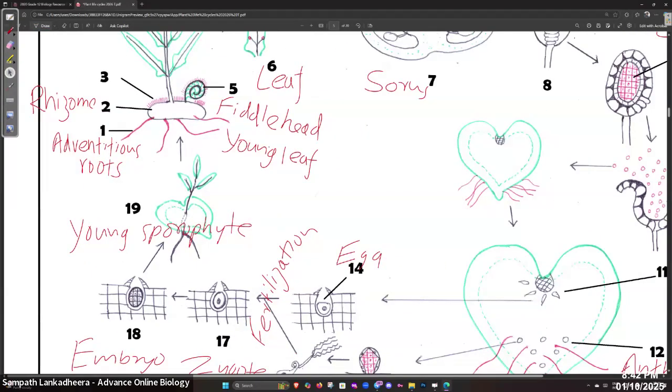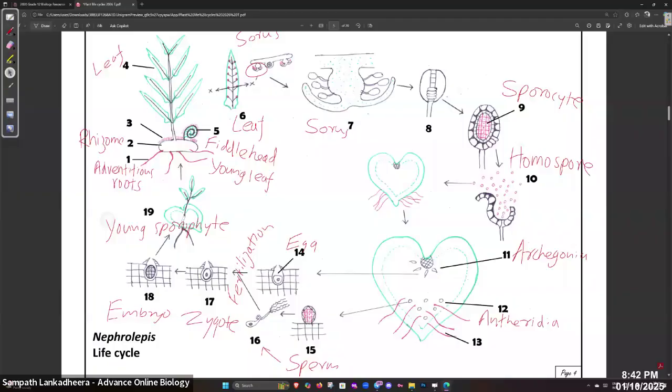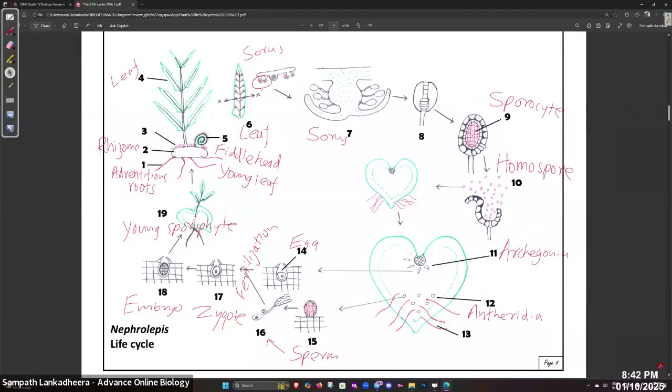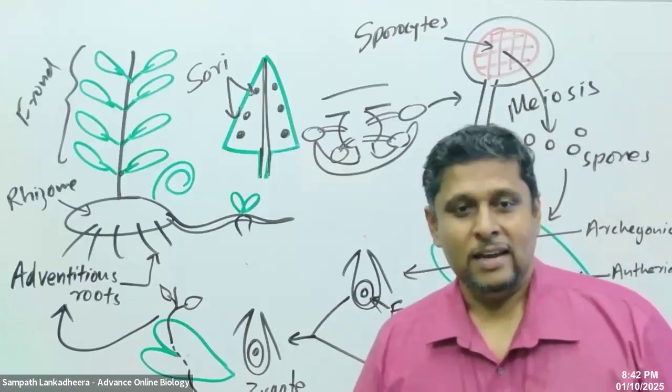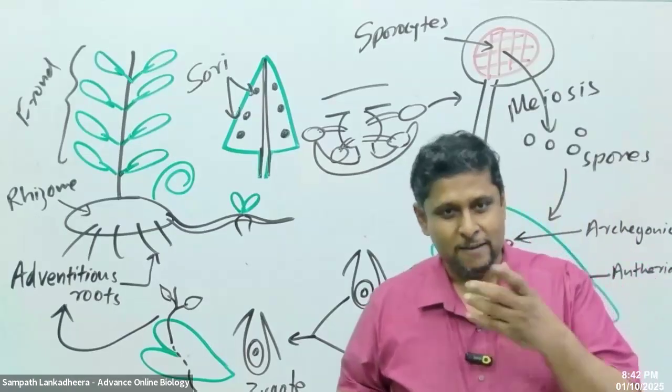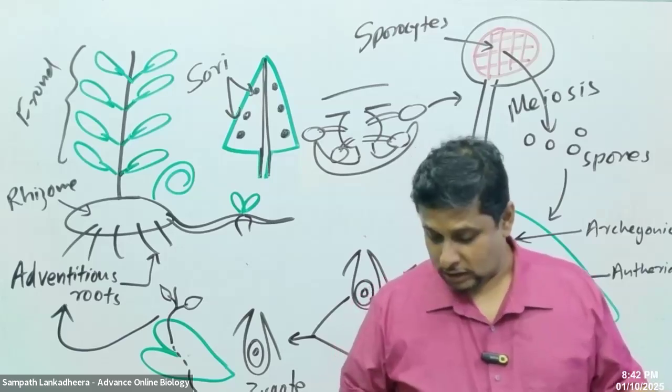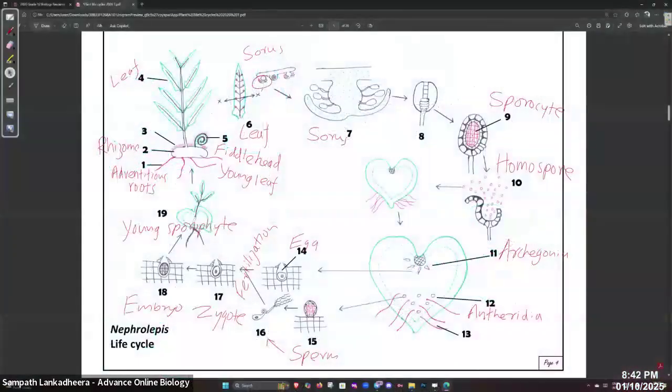This is easy. The Nephrolepis life cycle is the easiest life cycle, isn't it? That's the easiest life cycle, people. So we have to read the note. Can you read the note?